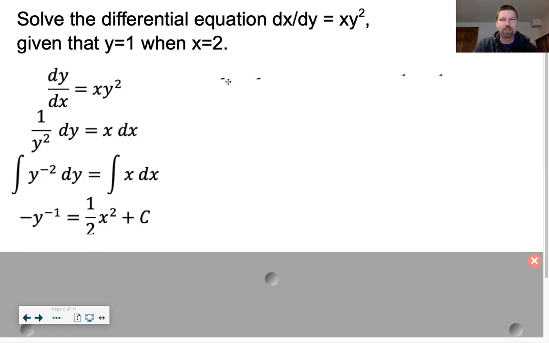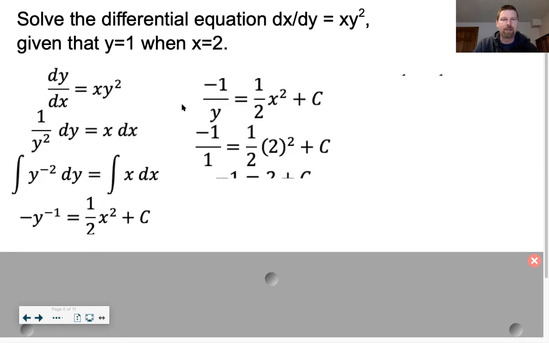That's what this initial condition is for. So you can just plug in a 1 for the y, plug in a 2 for the x, and then I can just solve that and figure out my c. In this case, c was a negative 3. So I could rewrite my equation. It's going to look like that. Same thing as I found before, just now with a 3.